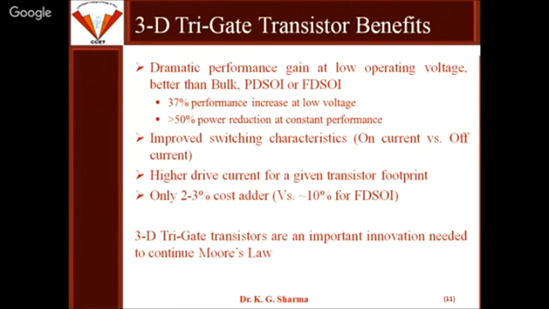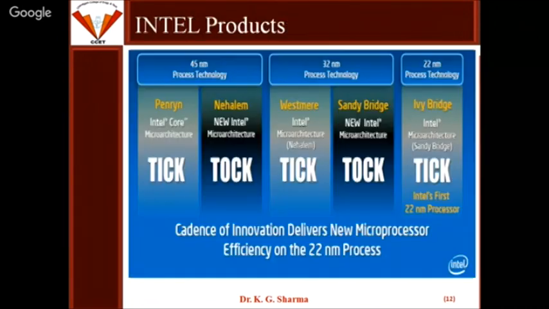So 3D Tri-Gate transistors are an important innovation needed to continue Moore's law, but still this is not the end. We are heading towards the gate all-around circuit. So these are the Intel products. In 45 nanometer process technology, we had the Penryn and Nehalem processors. In 32 nanometer process technology, we had Westmere and Sandy Bridge. And in 22 nanometer technology, we had the Ivy Bridge Intel microarchitecture processor. The cadence of innovation delivers new microprocessor efficiency on the 22 nanometer process.